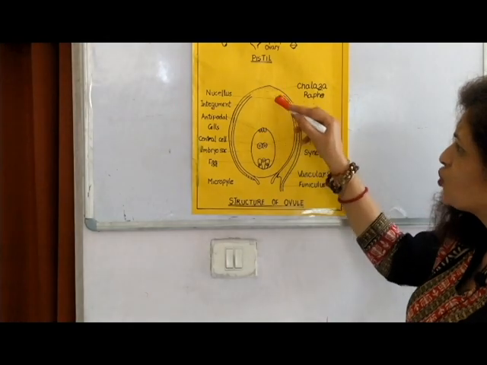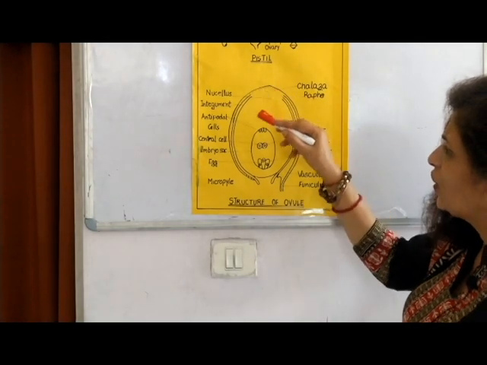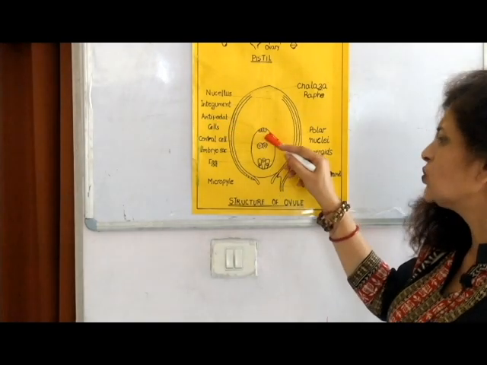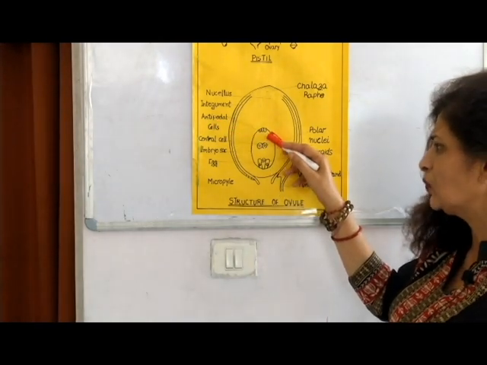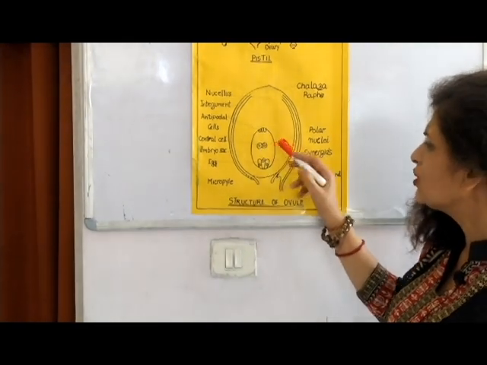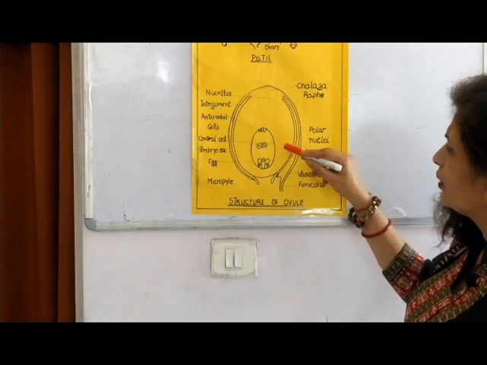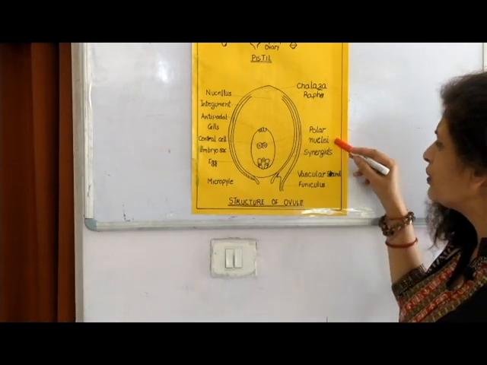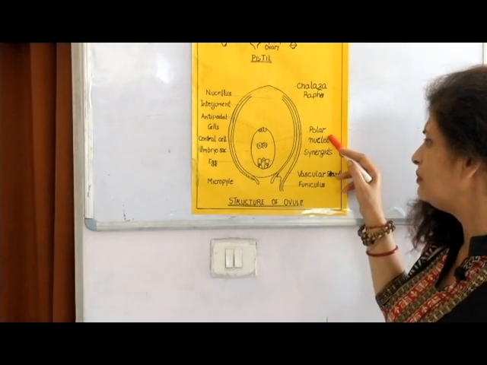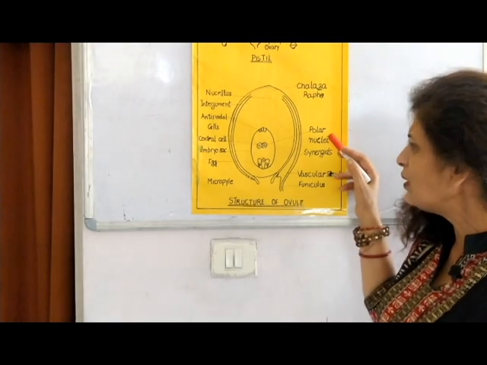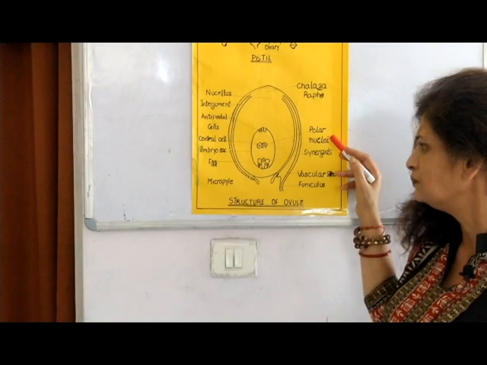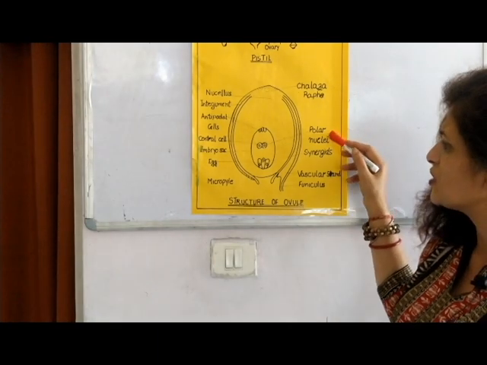Three cells are arranged towards the broader end, towards the chalaza end. Those are called antipodal cells. They also give nourishment to the developing embryo. In the center, the central cell is present, which includes two nuclei. These are called polar nuclei. In future, the polar nuclei will fuse with a male gamete and will form the primary endosperm nucleus, which will further develop into endosperm. That we will show in double fertilization.